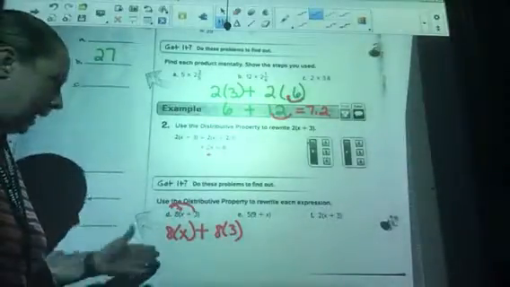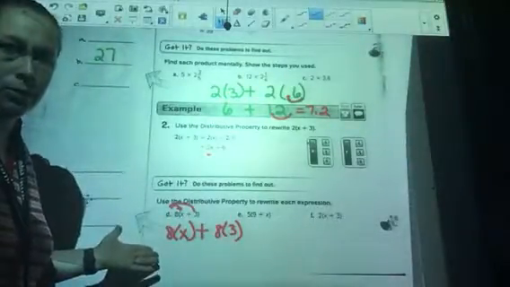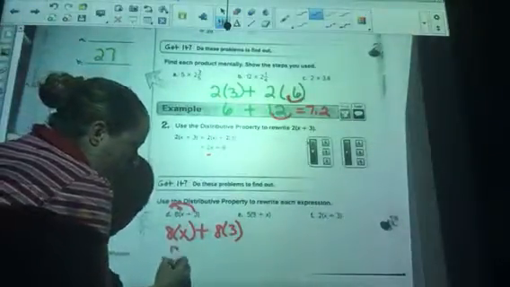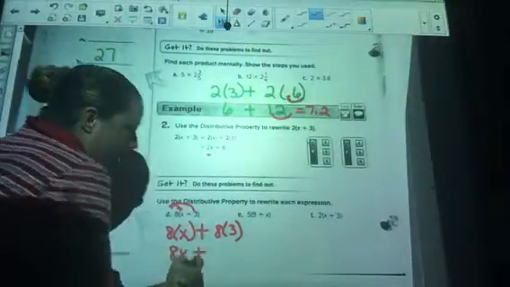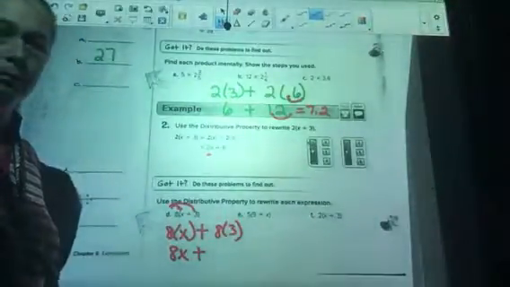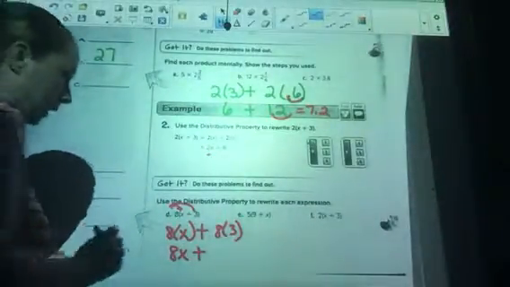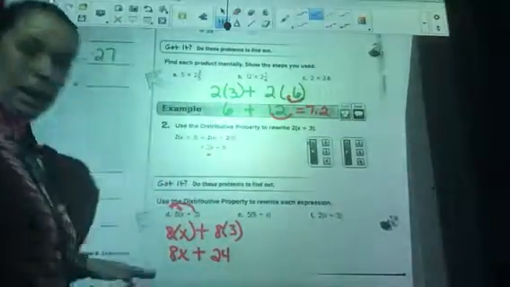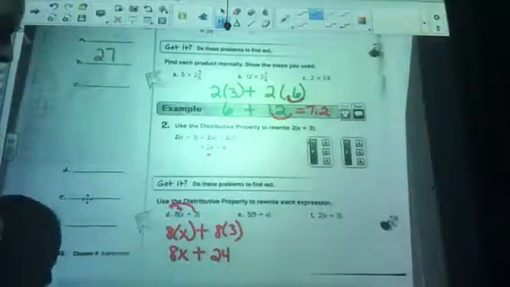Okay? X, we don't even know what it is. So there's nothing we can do there. Okay? So 8 times x is just going to be 8x plus 8 times 3. 8 times 3 is 24. Your answer is going to be 8x plus 24.